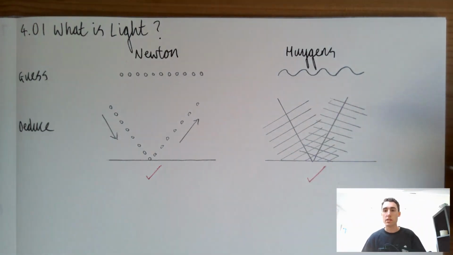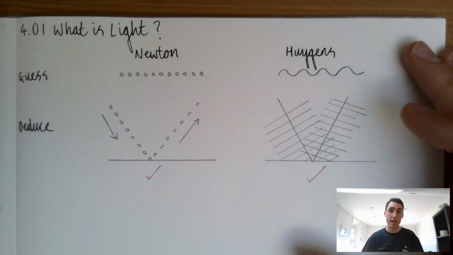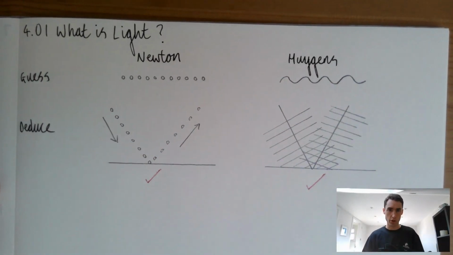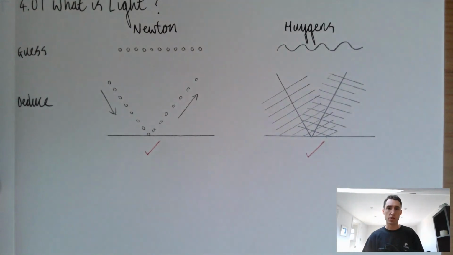Whereas Huygens' theory argues that they slow down, and actually that's another reason why eventually people decided Huygens was correct. Sorry, that's a bit of a spoiler alert.